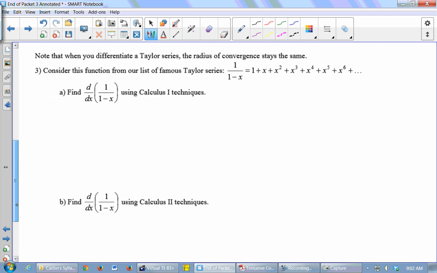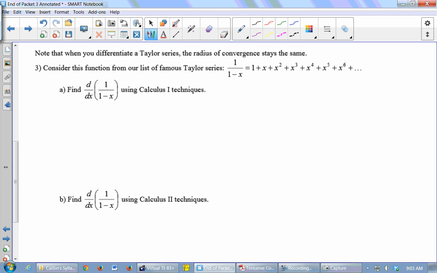All right, so when you differentiate a Taylor series, the radius of convergence stays the same. So here's a function from our list of famous Taylor series. The series for 1 over 1 minus x is 1 plus x plus x squared plus x cubed plus x to the 4th, etc. Right? Its radius of convergence is -1 to 1, because it is a geometric series, right? Where the multiplier is x. And so this only converges when the absolute value of x is less than 1, which means between -1 and 1. So it only converges for those x's, and it converges to the first term over 1 minus the multiplier, 1 over 1 minus x.